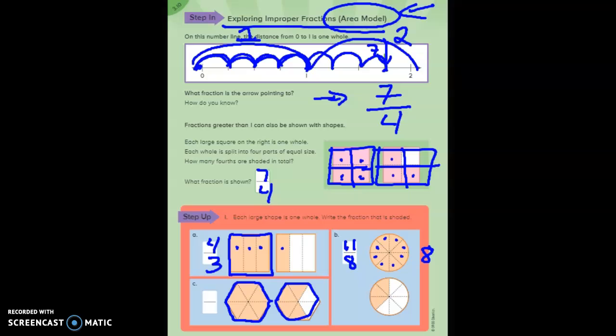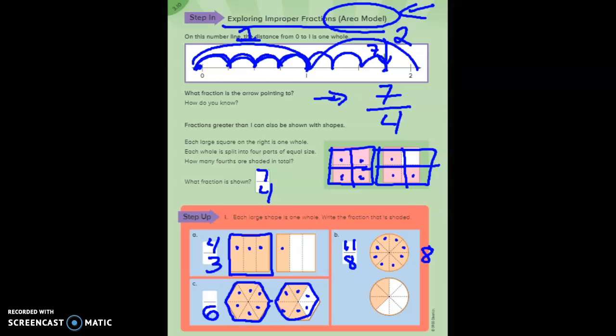Now, how many pieces are in each shape? I'm going to start with the denominator. I'll try it a little bit differently, just in case some of you think of it a little differently. So, 1, 2, 3, 4, 5, 6. So far, our denominator is 6. Let's make sure the other whole matches. 1, 2, 3, 4, 5, 6. Okay, so I know 6 is my denominator.